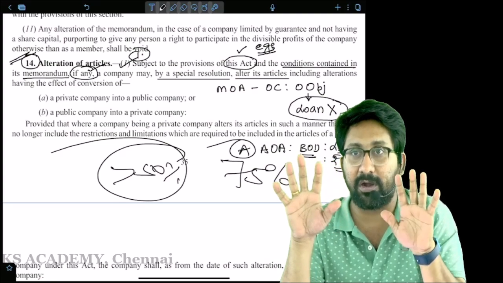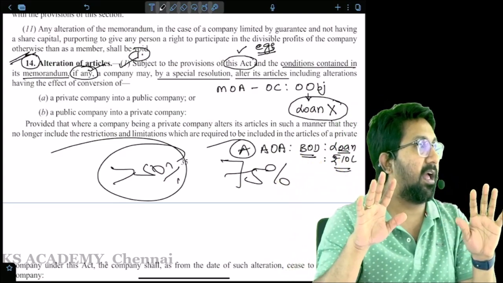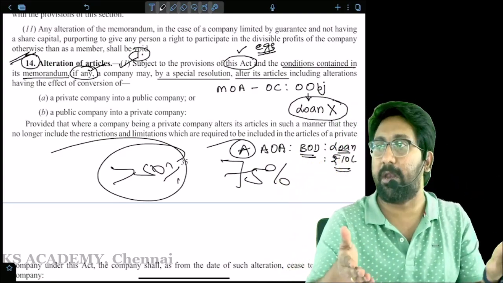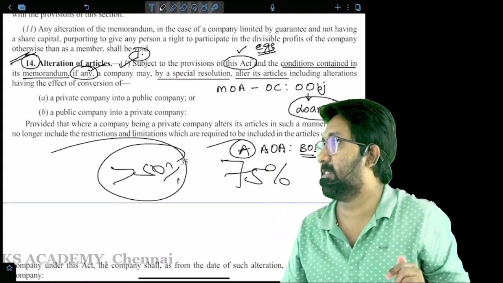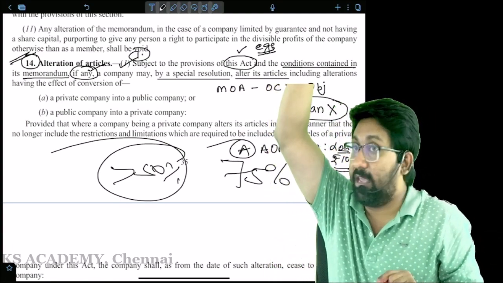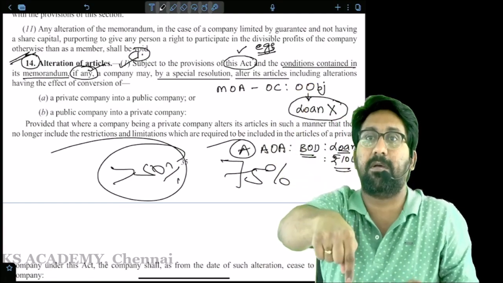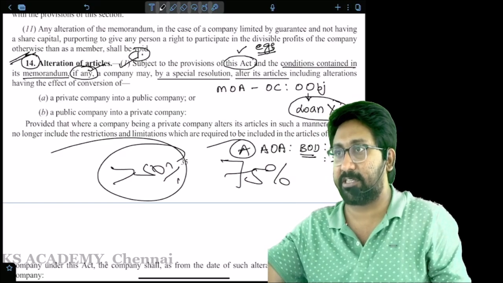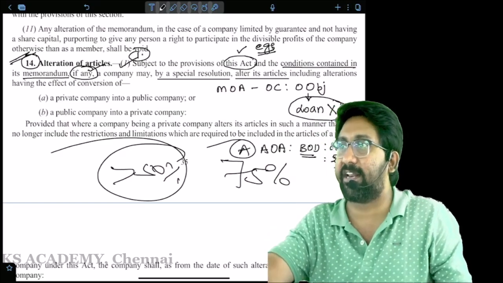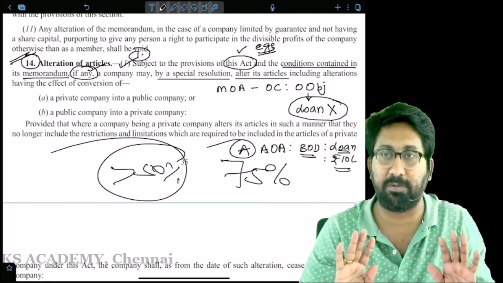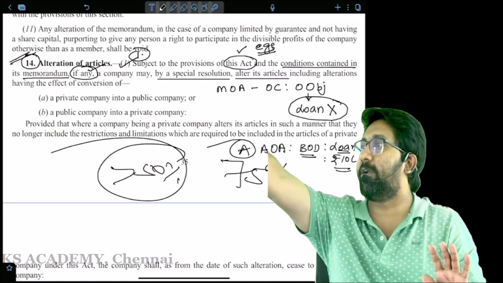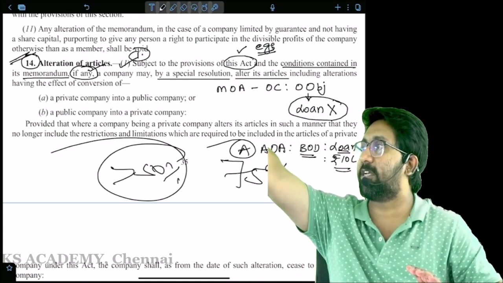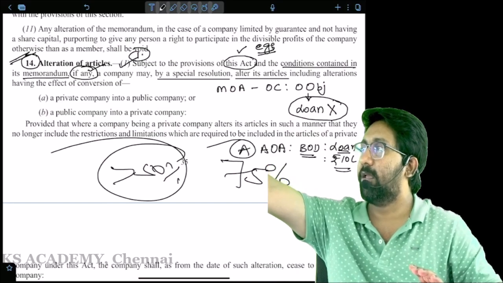Everyone, now do you understand what I tried to say? That's why I said wake up, listen properly. 2 alterations are required. One alteration is the MOA alteration for changing the name. The next alteration is to add restrictions, limitations or prohibitions, or to delete restrictions, limitations and prohibitions. Hope everyone understood the point. When called on the stage, I should not hear wrong answers.